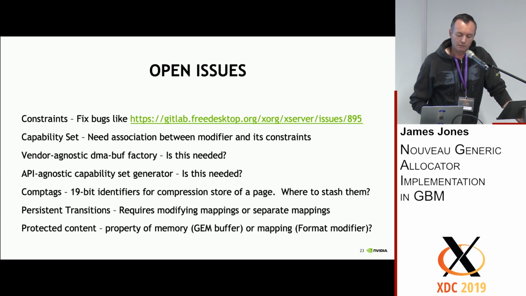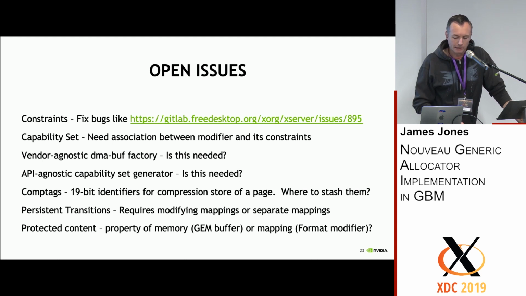I wanted to know, do people still want a vendor agnostic DMA buffer factory that can allocate things? It sounded like from the Vulkan WSI talk yesterday that some people still do. If you still have those use cases, send me an email or come talk to me and let me know what they are. And maybe there is still reason to have an allocator that isn't GBM. Maybe GBM can solve your use cases. I don't know. It has to be worked out.